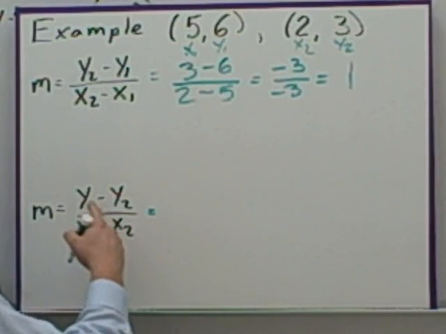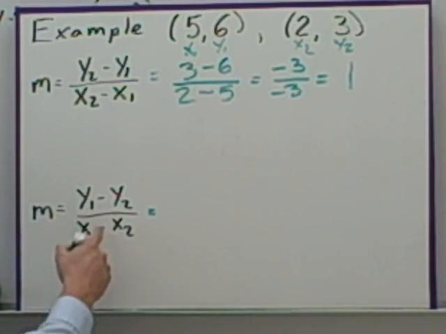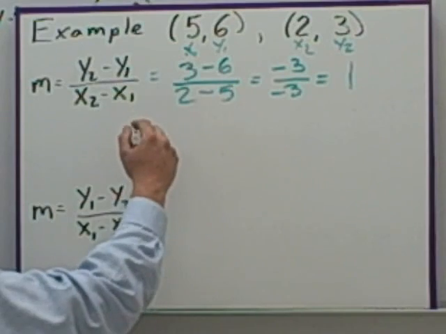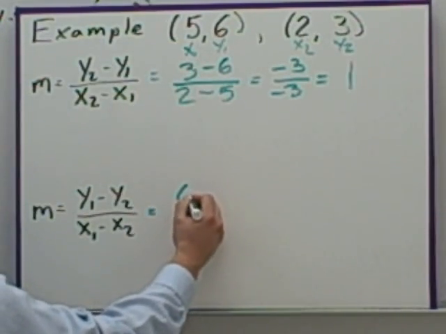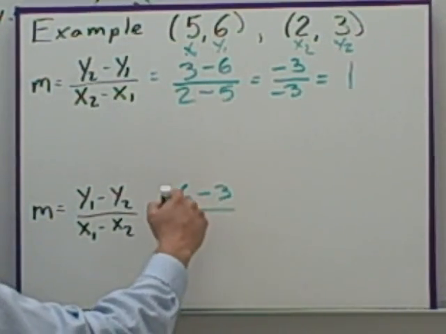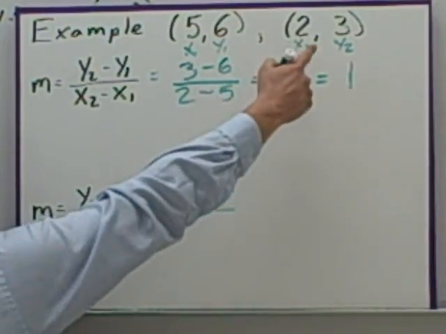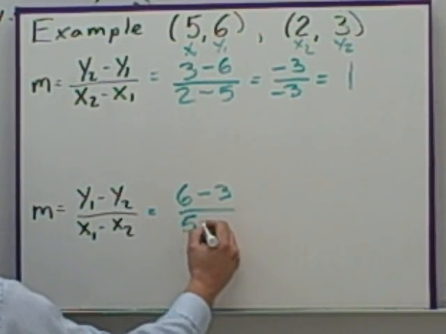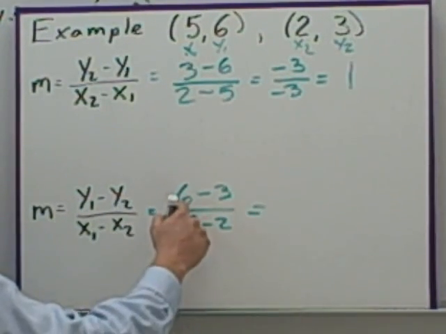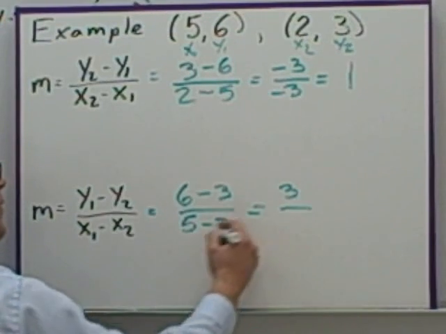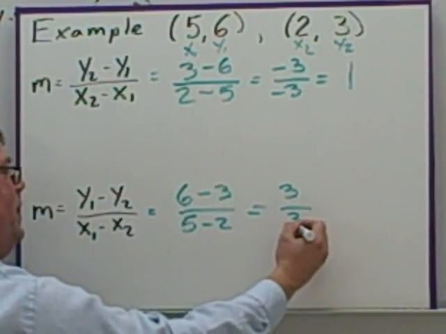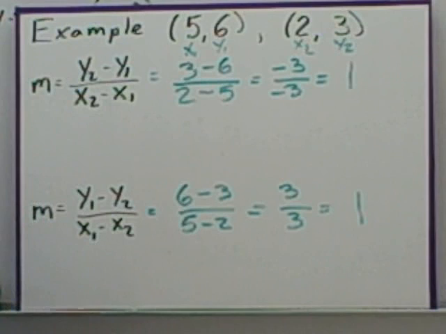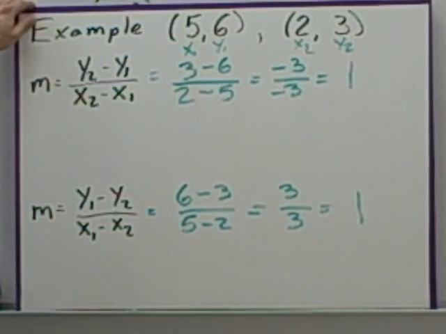Here, we're going to do the same thing. We're going to swap it around, though. We're going to put the 1s first and the 2 second. So instead of 3 minus 6, we're now going to have 6 minus 3. y1 minus y2. Then we're going to do x1 minus x2 on the bottom. 5 minus 2. When you do that, 6 minus 3 gives you 3. 5 minus 2 gives you 3. 3 over 3 is 1. You end up getting the same slope regardless.